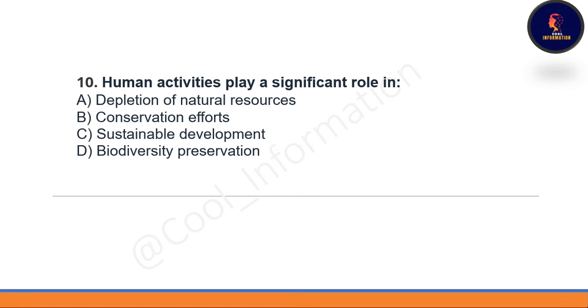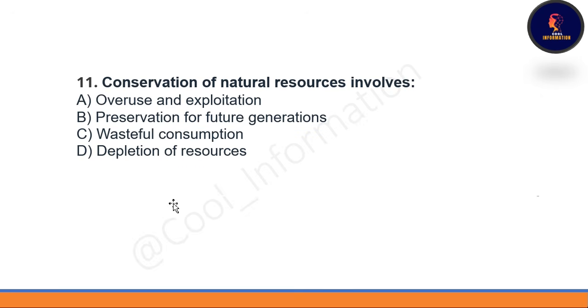Next question, human activities play a significant role in what? Human activities play a significant role in depletion of natural resources. Option A will be correct. Next question, conservation of natural resources involves overuse and exploitation, option B preservation for future generations, wasteful consumption, and depletion of resources. Option B will be correct, preservation for future generations.